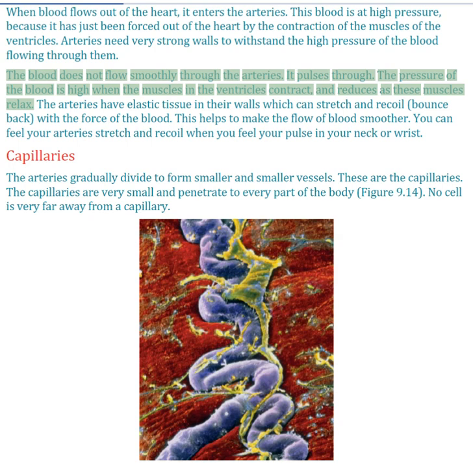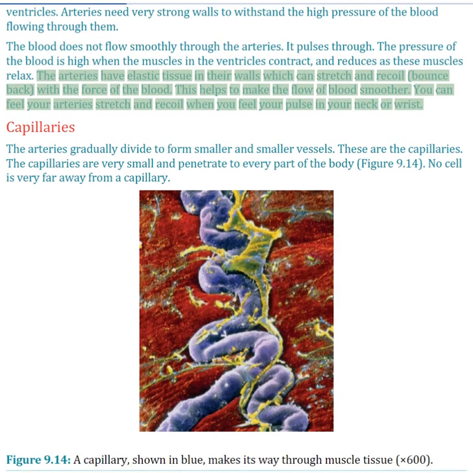The blood does not flow smoothly through the arteries. It pulses through. The pressure of the blood is high when the muscles in the ventricles contract, and reduces as these muscles relax. The arteries have elastic tissue in their walls which can stretch and recoil with the force of the blood. This helps to make the flow of blood smoother. You can feel your arteries stretch and recoil when you feel your pulse in your neck or wrist.